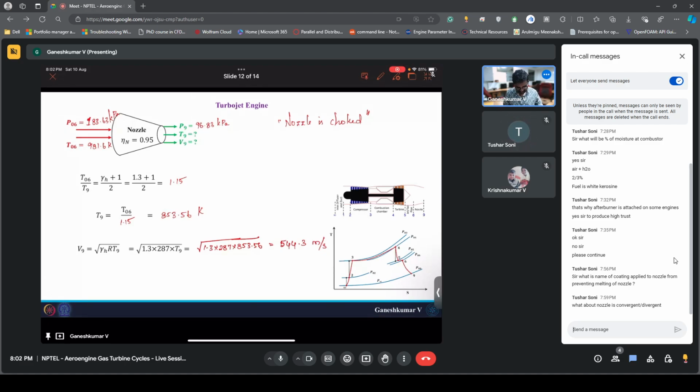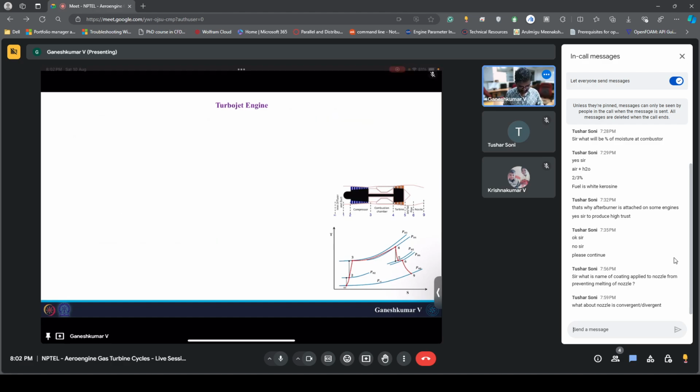Okay, let's move forward and complete this. We have only a few more steps to do. We found out the velocity with which the gases are going out. Now we found everything, so let me put it down here. This will be 853.86 Kelvin and this will be 544.3 meters per second. All right, now the final answer. We need to find the area of the nozzle.